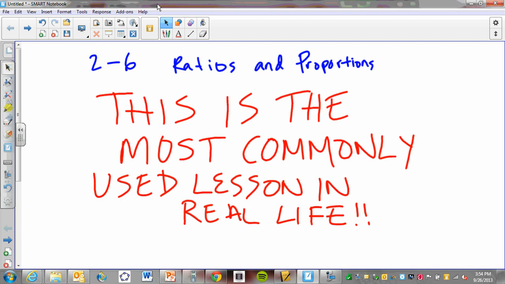Today we are doing Chapter 2, Lesson 6, 2-6, Ratios and Proportions. And in bright red letters, this is the most commonly used lesson in real life. All of you that are going to ask, when am I going to use this in real life? This lesson you will use more than anything else. And I'll tell you why. When you're at the grocery store and you see the unit price, trying to figure out which is the better deal, how much bang for the buck can I get and still make a good deal, this is the lesson you use.